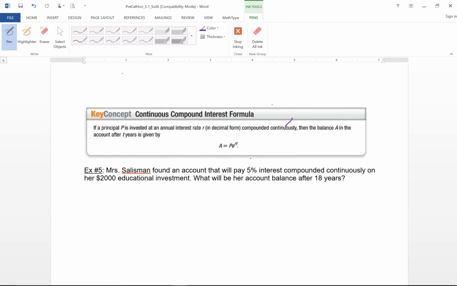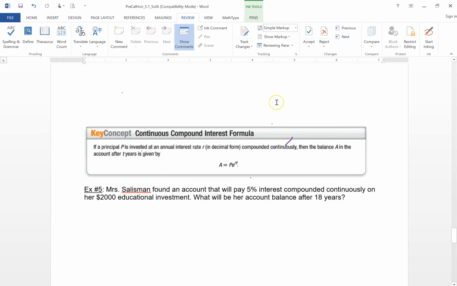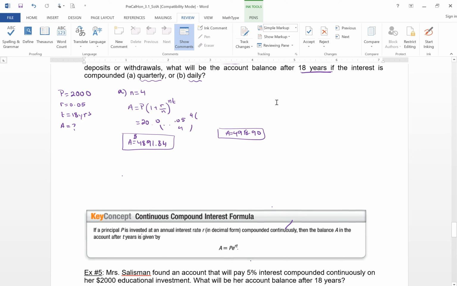So what if now the bank says, hey, you know what? Forget this daily business. Forget this 3 times a day business. We're going to pay you continuously. So our computer is just going to be set to pay you every single nanosecond. Every single nanosecond, it'll figure out how much interest and pay you. So now that number n, it's not 365, it's infinity, right? That number n is now infinity.